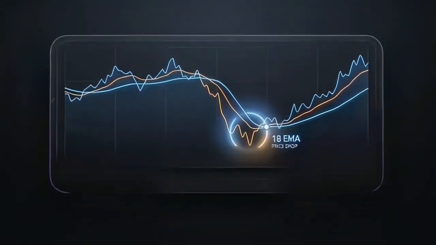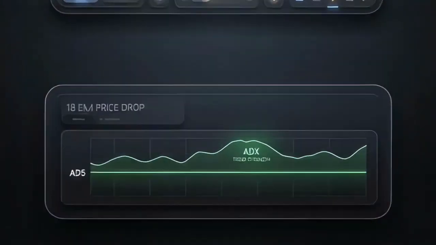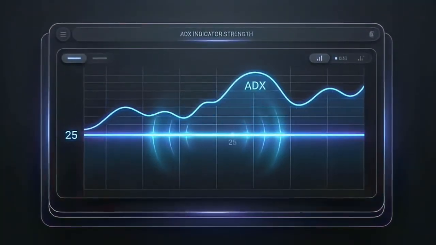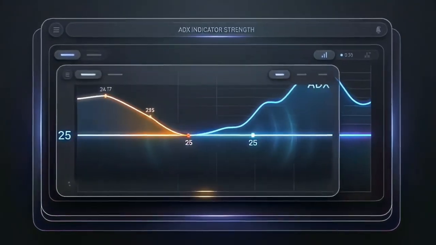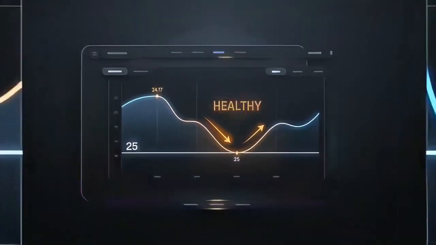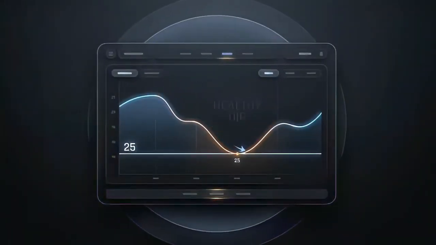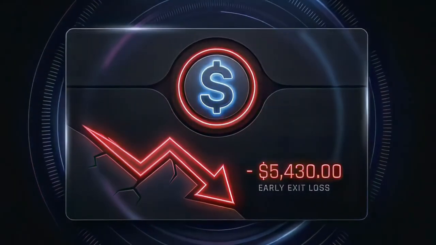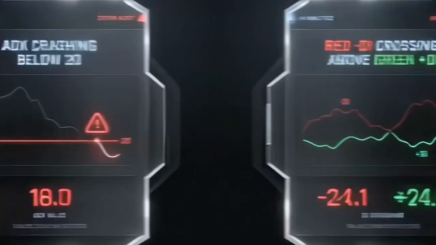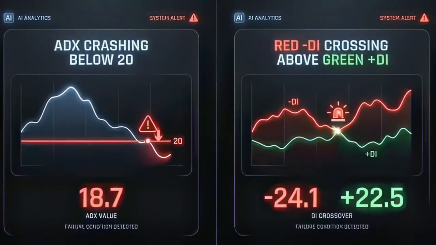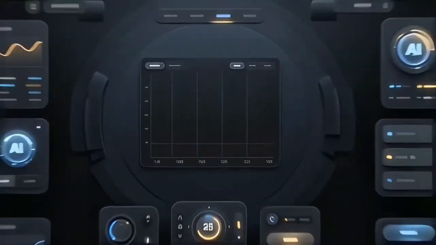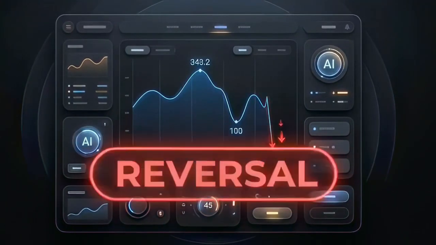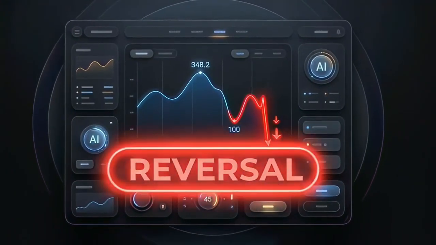Wait for price to pull back to the 18. As it touches, check the index. It must still read above 25, and keep that 25 for the same reason you kept the 50. Here is the subtlety. During a healthy pullback, the index will dip slightly. That is normal, and being frightened by it is expensive. What must not happen is a collapse beneath 20 or the negative directional indicator crossing above the positive one. Either of those means the pullback is not a pullback. It is a reversal, and you are about to buy into it.